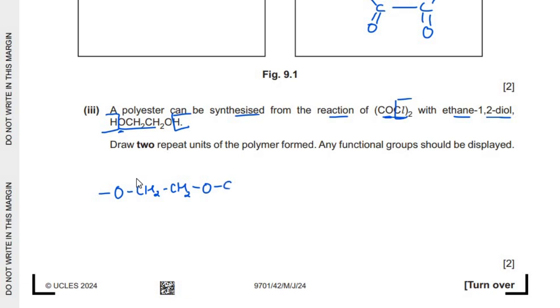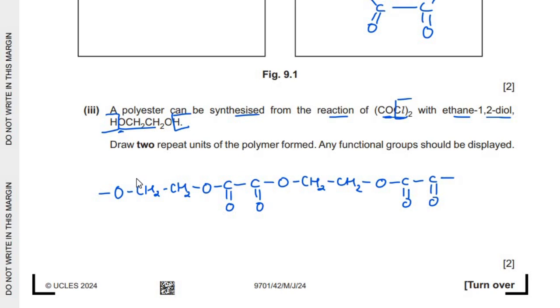So then here we have C double bond O. And then again there is a diol, so we again have a C double bond O. Then again we start with the alcohol of the same diol, so we have again O, again CH2, CH2 and O. And then again we are starting with the carbonyl group of the acyl chloride, and this is how we draw the repeat unit.